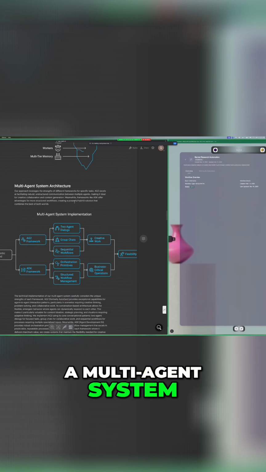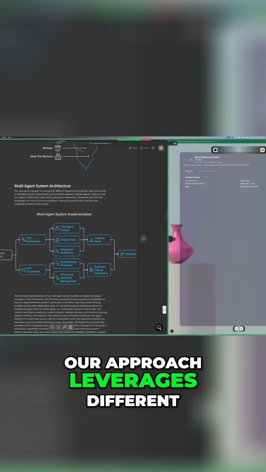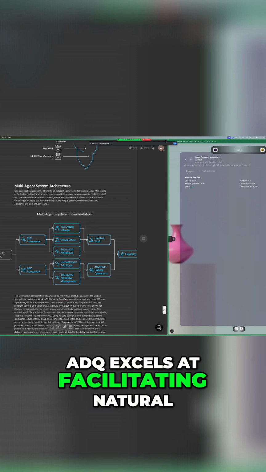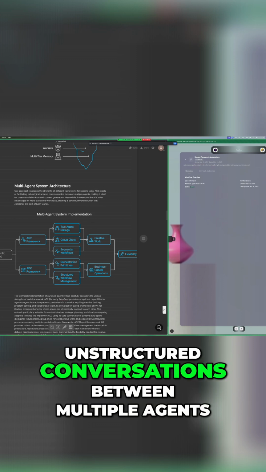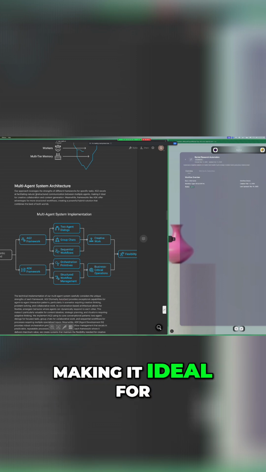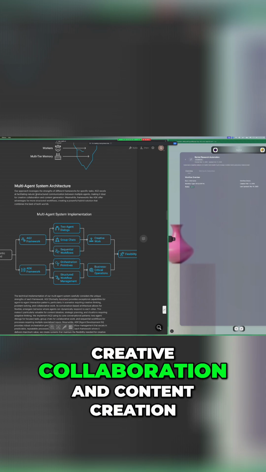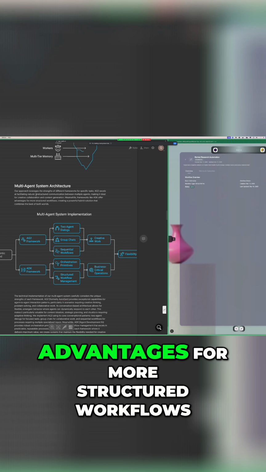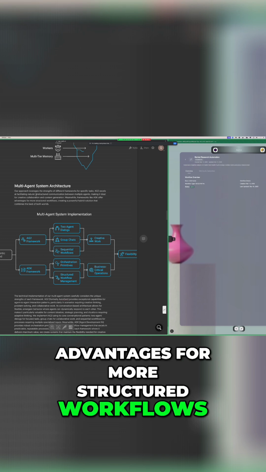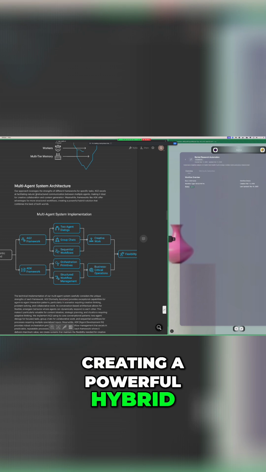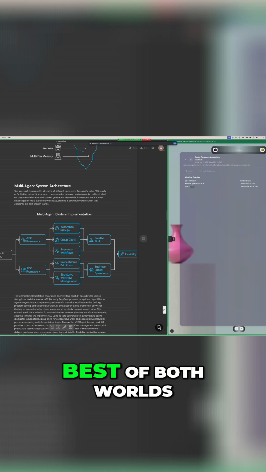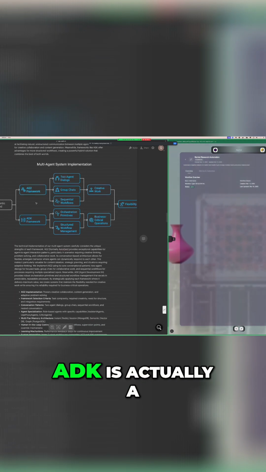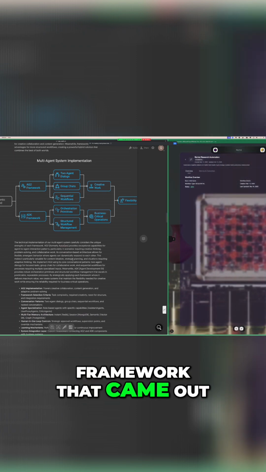So a multi-agent system. Our approach leverages different frameworks for specific tasks. AG2 excels at facilitating natural, unstructured conversations between multiple agents, making it ideal for creative collaboration and content creation. Meanwhile, frameworks like ADK offer advantages for more structured workflows, creating a powerful hybrid solution that combines the best of both worlds.